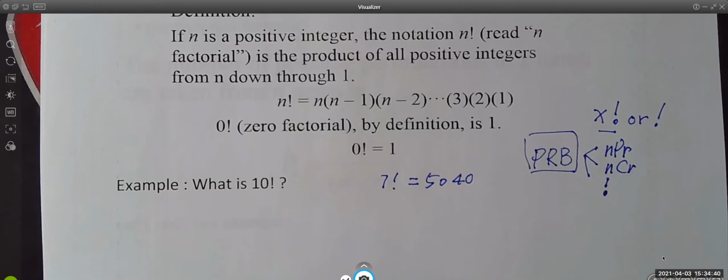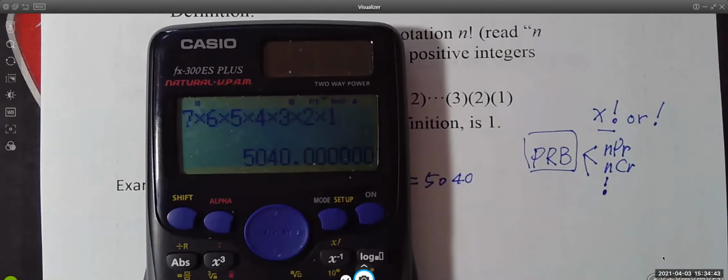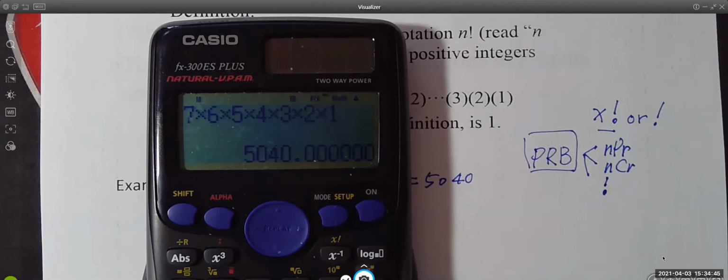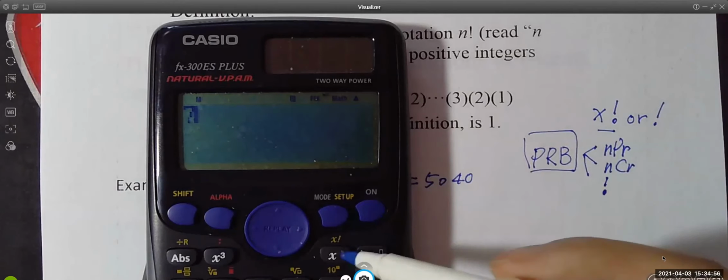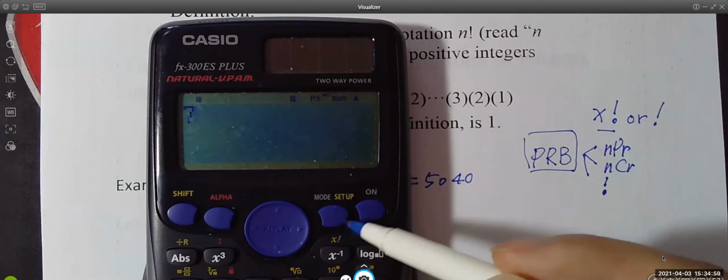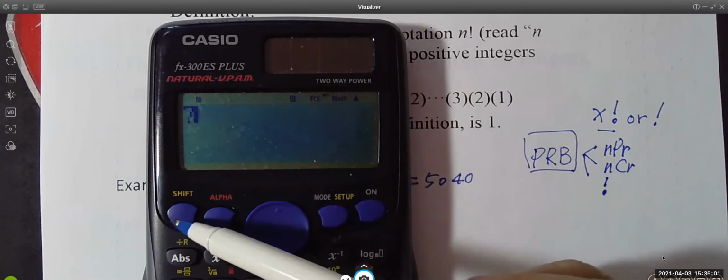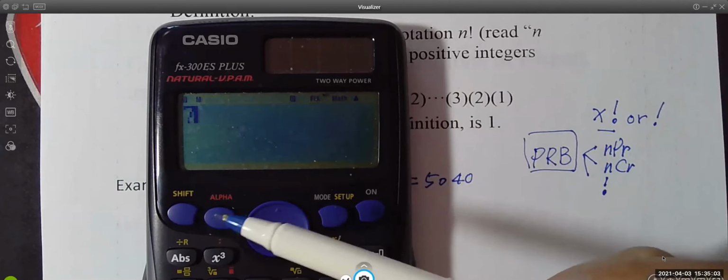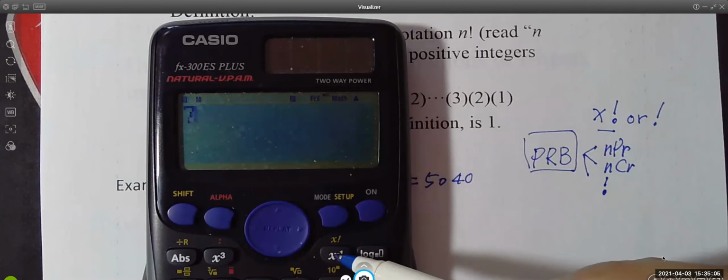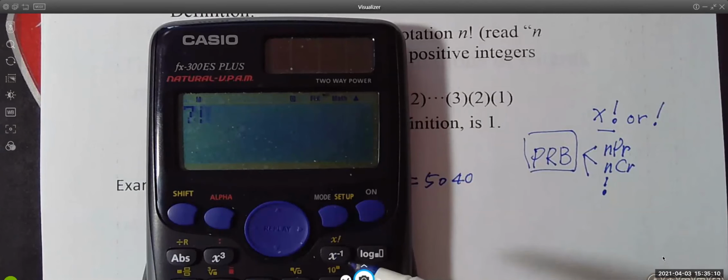Okay, now let's use my calculator to demonstrate this. First, you always input the number, because the calculator needs to know which number to start the multiplication from. So in our case, it's 7. Then the exclamation mark. On my calculator, you can see it right here, between two buttons. That's why we need to push this shift button, then push the button below, and then the exclamation mark will show up. See? Then we are ready to push the enter button.